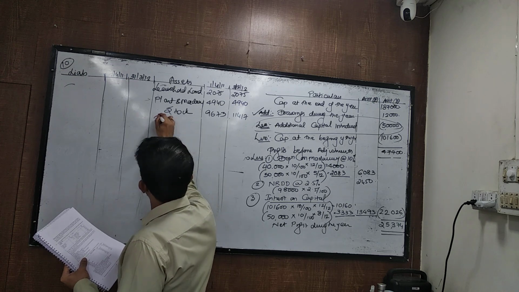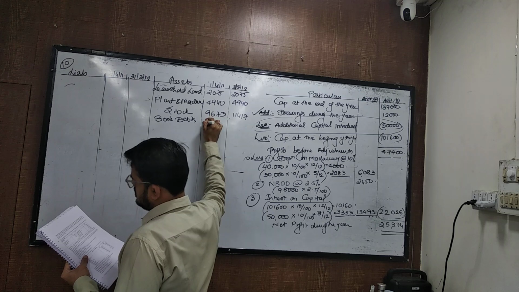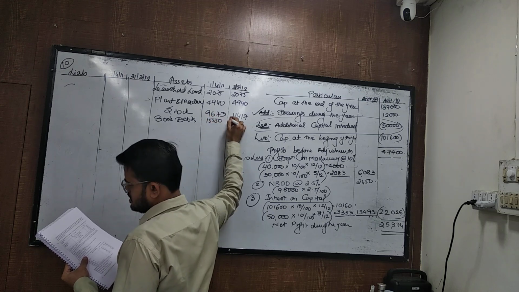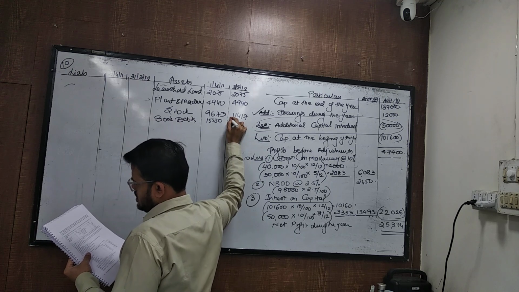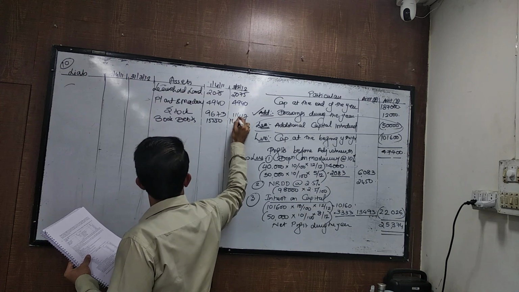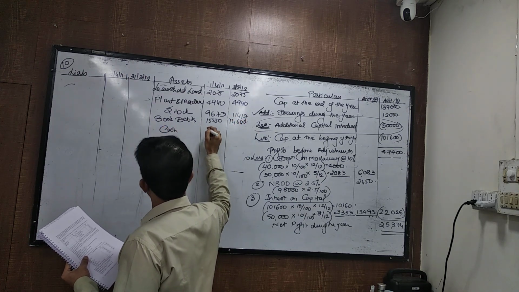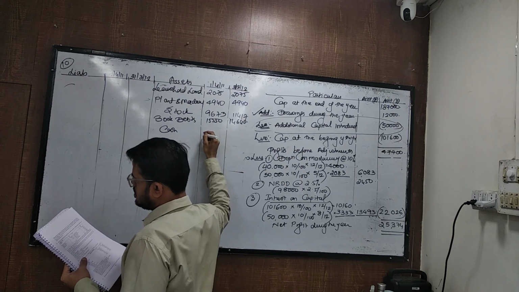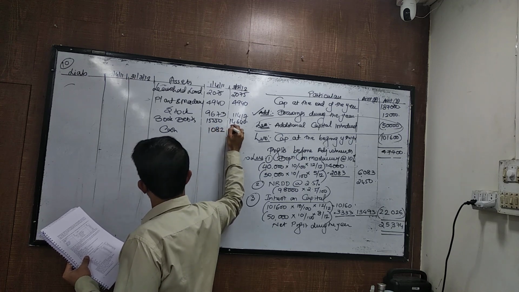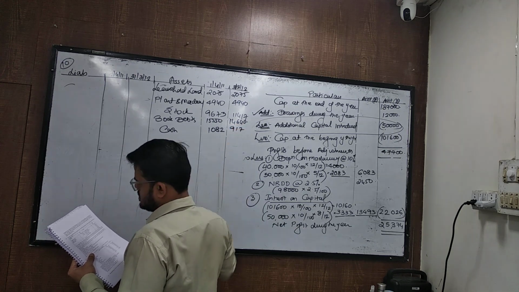Then book debts, what do you mean by book debts? Debtors. 15,550 थे, अभी कितने हो गए? 14,640. देखो ना उधर दिया. 1082 at the beginning. Cash in hand was 917 at the end.